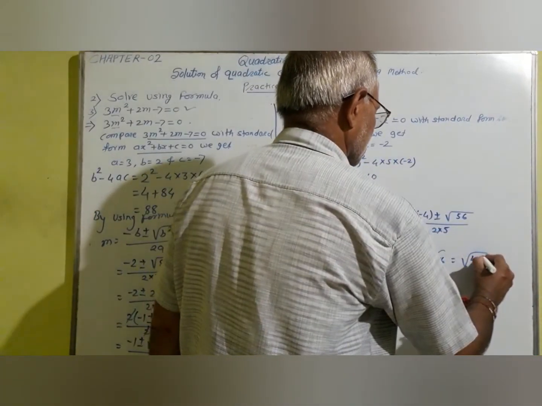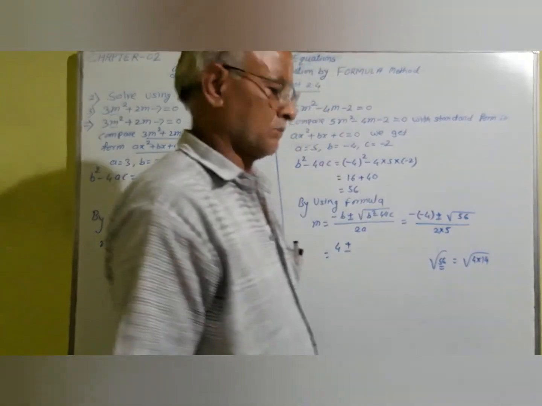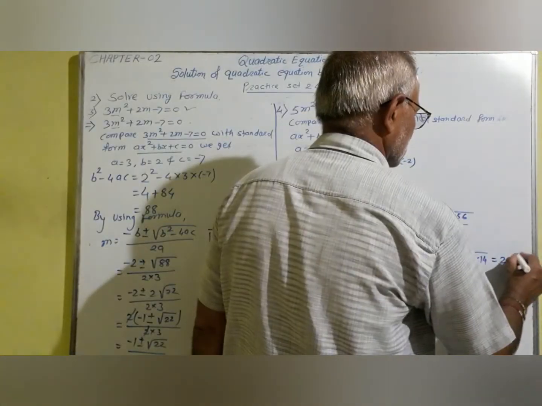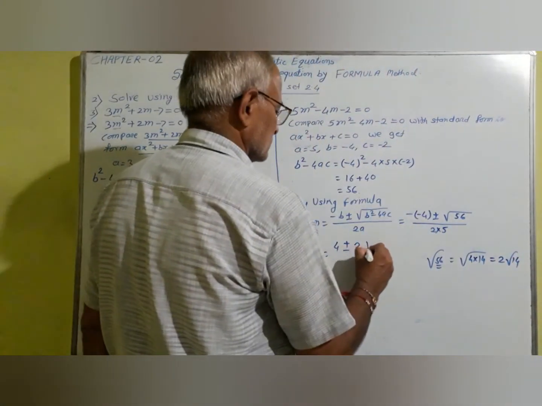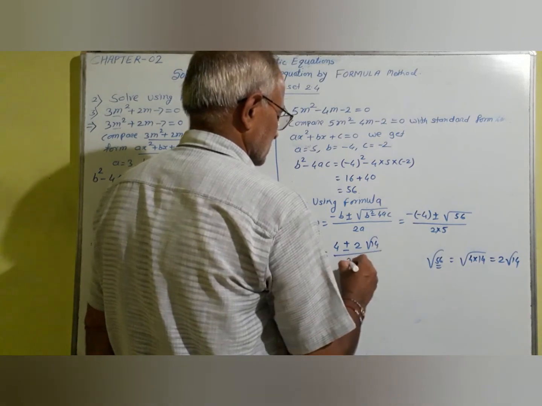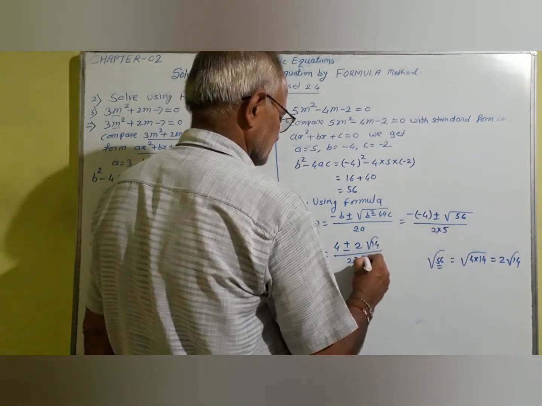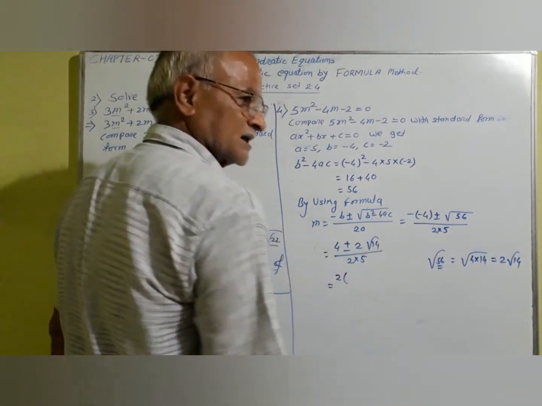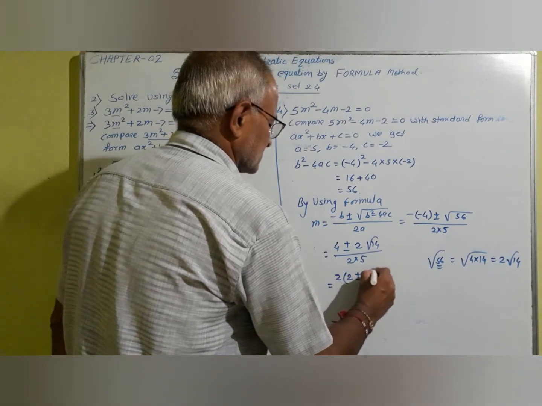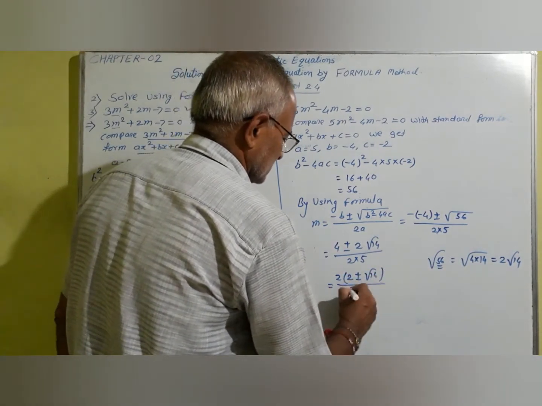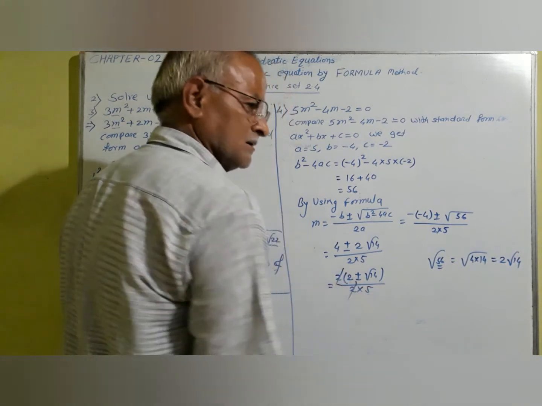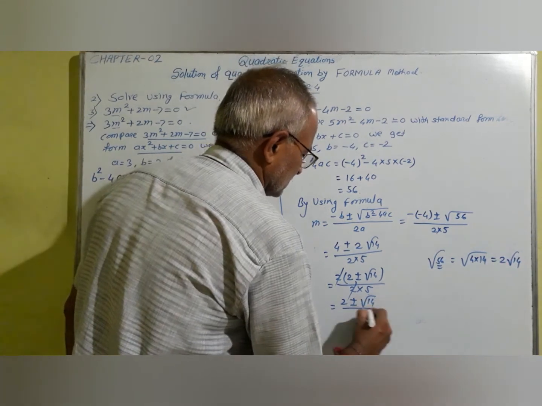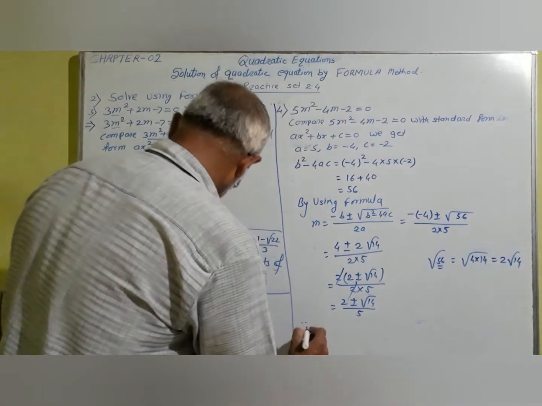4 multiplied by 14, and you know that square root of 4 is 2, so 2 square root of 14 upon 2 multiplied by a means 5 is equal to, from the numerator 2 is taken as common in bracket, 2 plus or minus square root of 14 upon 2 multiplied by 5. This 2 becomes cancelled. Now 2 plus or minus square root of 14 upon 5.